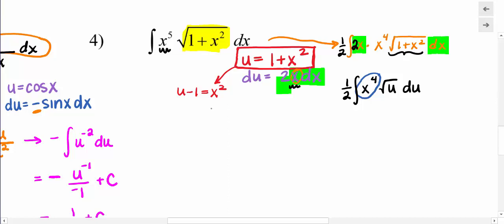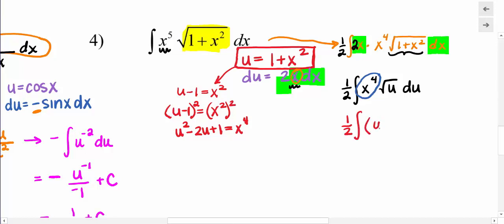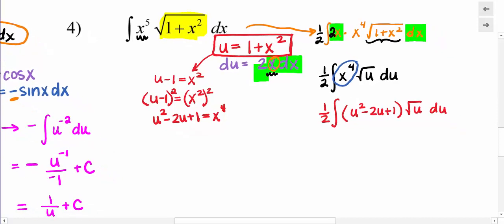And what we should recognize is because x to the 4th is x squared squared, I can square both sides, not individual terms, both sides. So this is really u squared minus 2u plus 1 if we wrote it all the way out, or expanded form. So this gets me to 1/2 times the antiderivative, x to the 4th is really that u squared minus 2u plus 1. I still have that square root of u there that's been hanging on.